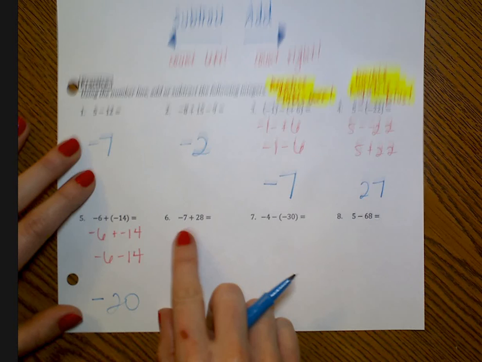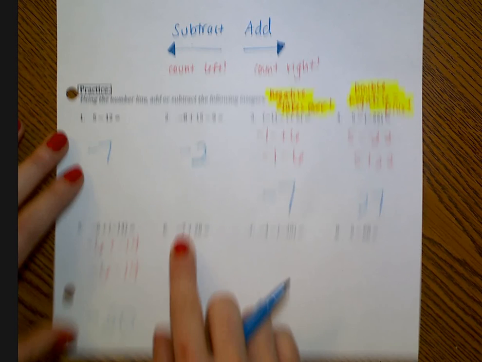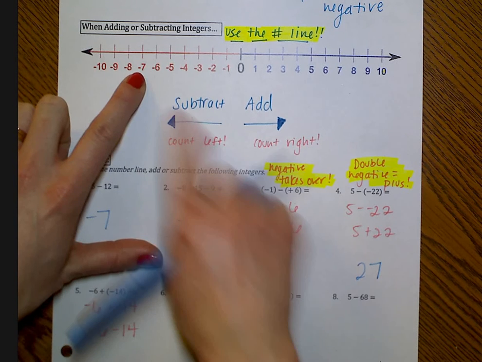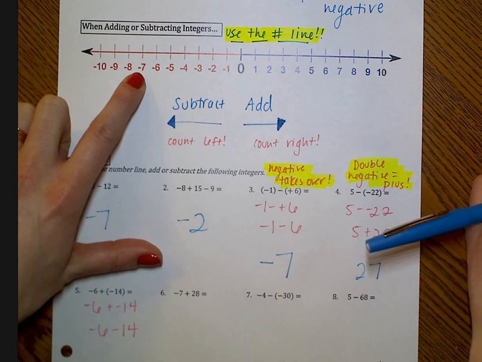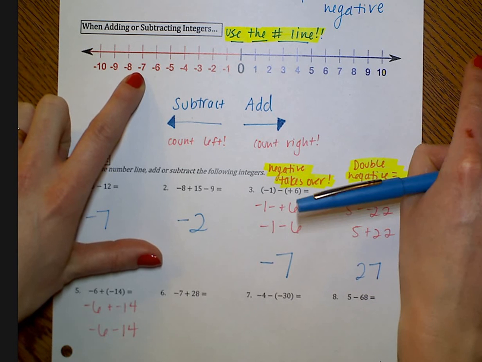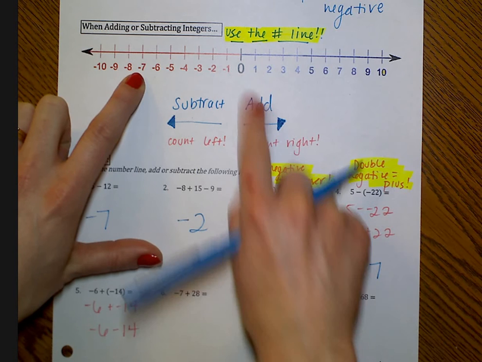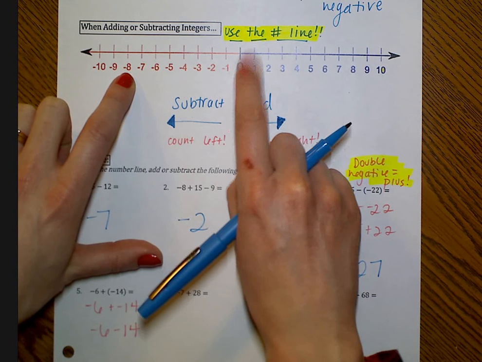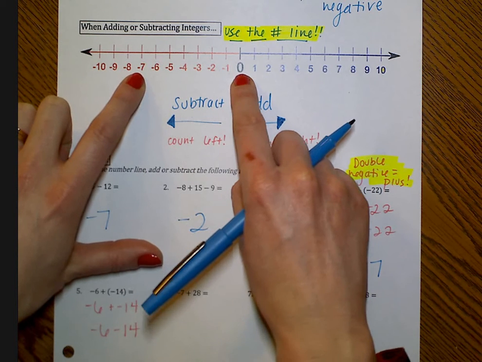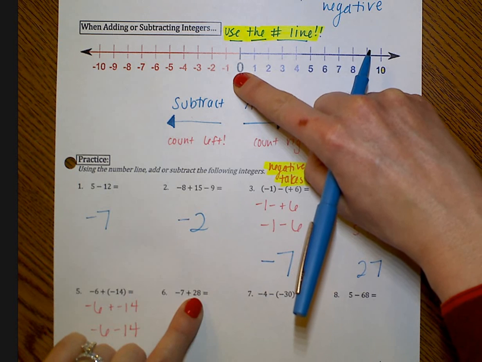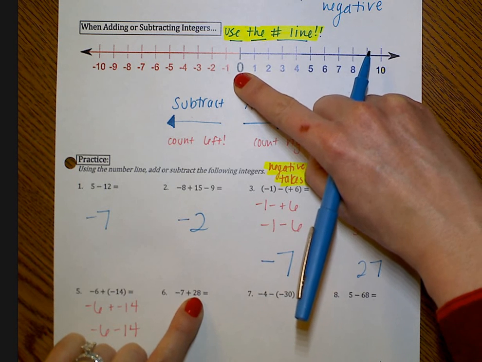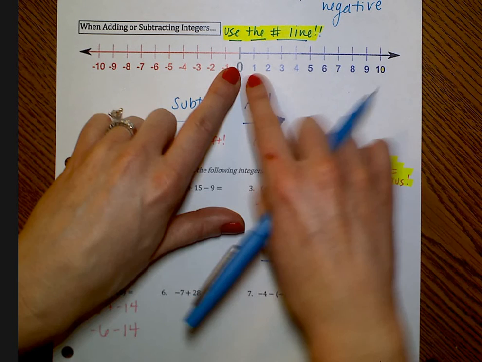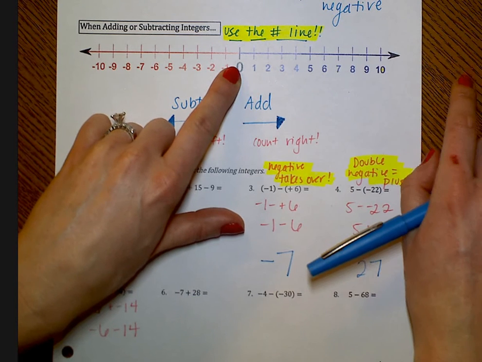Okay, for the next one, it's the same kind of concept. You start at -7, and we need to count to the right 28. My answer is going to be in the positives because I'm all the way to the right. I use 0 as a reference for this. So if I'm at -7, and I count 7 spaces to the right, I land at 0. Well, I have to count a total of 28 spaces. If I've already counted 7, that leaves me 21 more to count. So if I count 21 more, I'm going to land at +21.